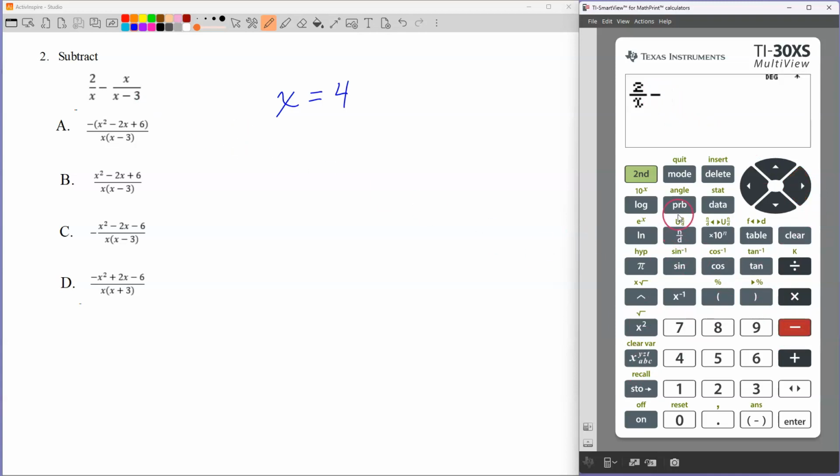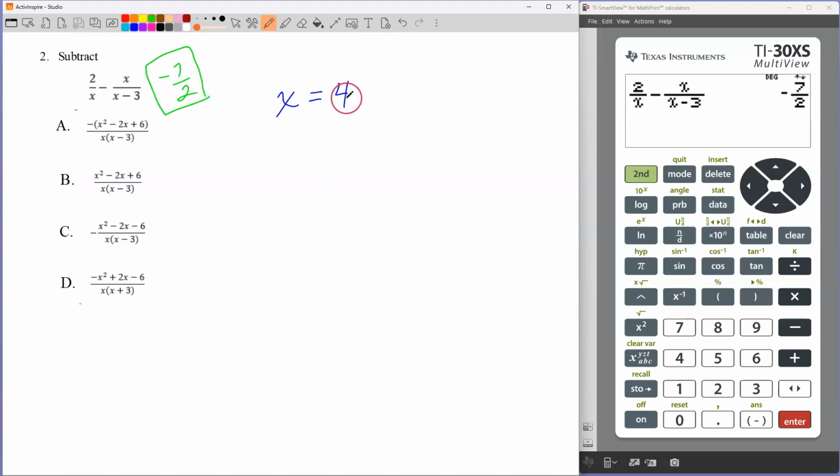Minus, then fraction again. Here's your fraction button. X. Down, x minus 3, x minus 3. Get that back in its normal position. You didn't have to there, but it's a good habit. Hit enter. So we get -7/2. That's our target answer. -7/2. Now, if you would use something other than 4, your target answer would be different. But it all worked out. I explained that in the previous problem.